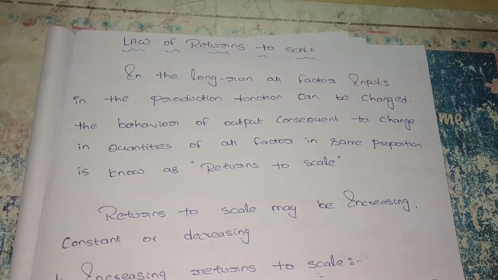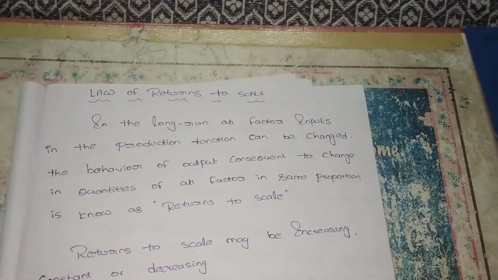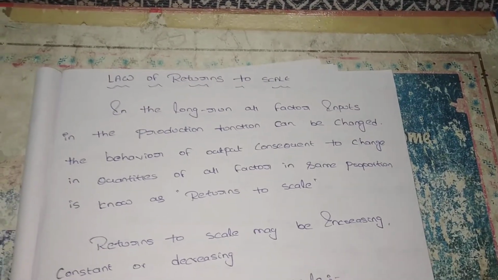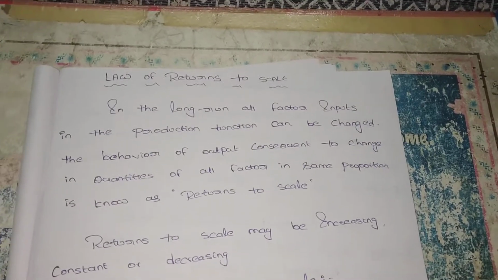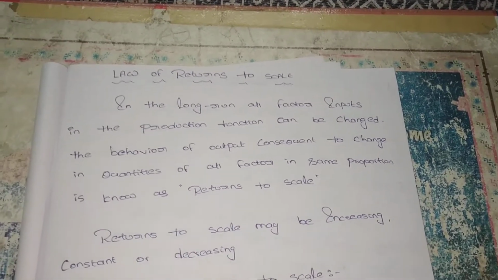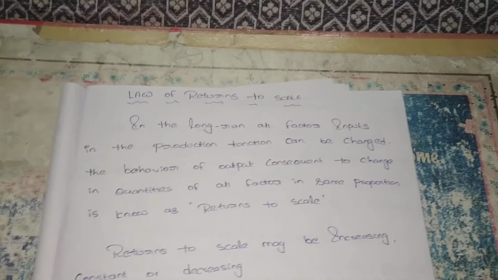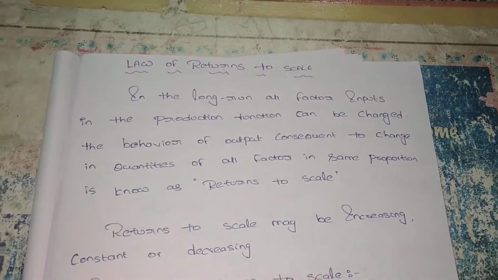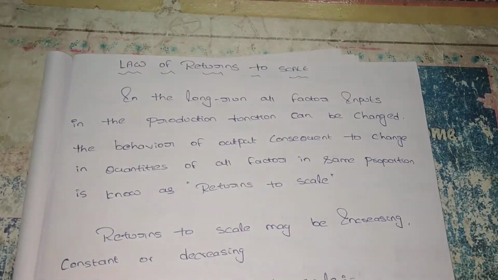Suppose, for example, I am increasing my inputs by 10 units. Already there are 100 units, and now I am increasing by 10 units, so at present there are 110 units. Earlier, for 100 units of input the output was 100 units. By increasing 10 units the output also increases by 10 units. So we can say it is constant returns: the output increases by the same amount as the input. If the output increases more than the input, we say increasing returns. If the output increases less than the input, we say diminishing returns to scale.